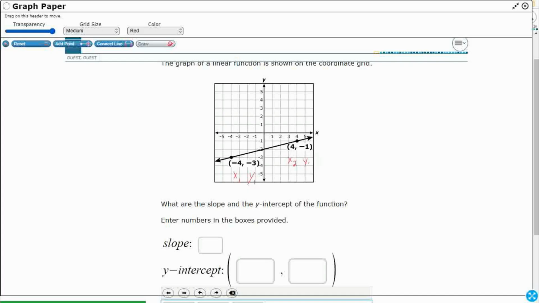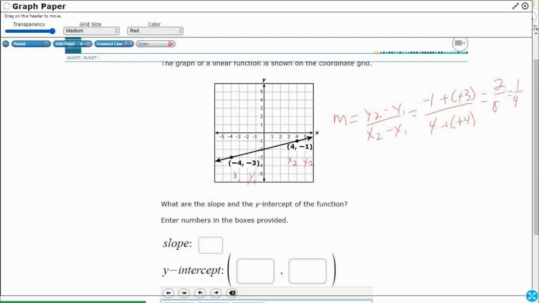If you wanted to flip those, you'll get the exact same answer. So here's our equation. What we're going to do is substitute in these values. My y sub 2 is negative 1 minus my y sub 1, negative 3. So that's going to end up being 2 negatives making a positive. My x sub 2 is 4 minus, and then I've got my negative 4. So 2 negatives make a positive, right? So that's going to end up being positive 2 over positive 8, which is 1/4.